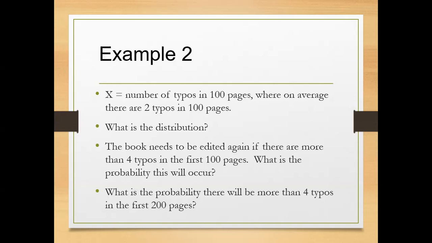So the question says, what is the probability there will be more than 4 typos in the first 200 pages? That's the probability that that other Poisson random variable is bigger than 4. I'm going to share this screen where I've been taking a couple of notes for us to look at together. We'll do these couple of problems.